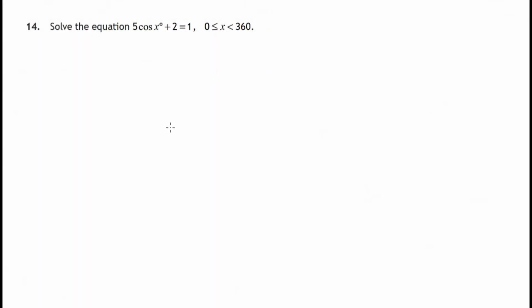Us to solve this equation, 5 times cos x plus 2 equals 1. Now compare this with normal algebraic equations like just 5x plus 2 equals 1. We would subtract 2 from both sides and then divide both sides by 5. Well, that's a perfectly valid approach to starting this equation.